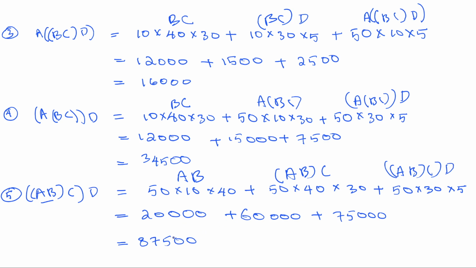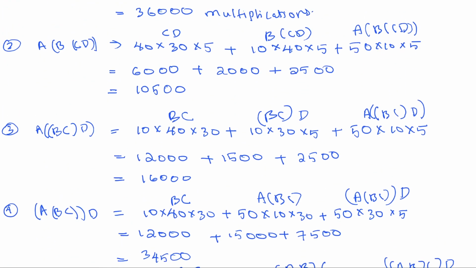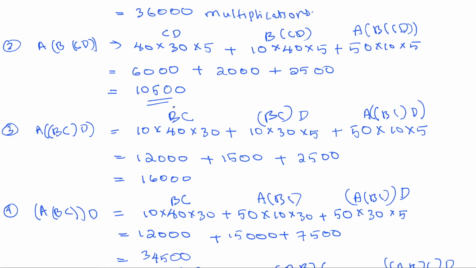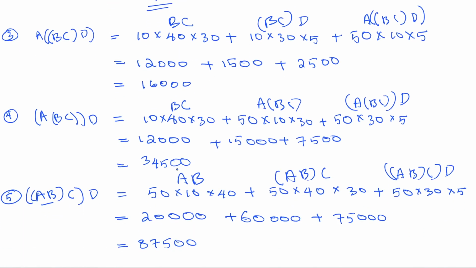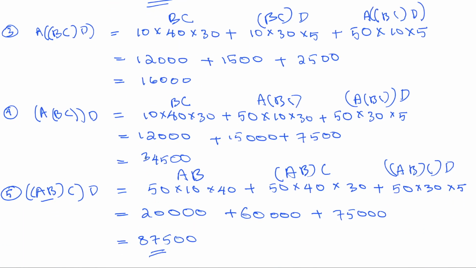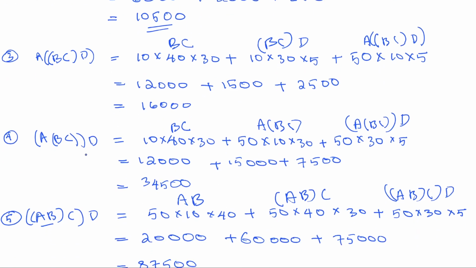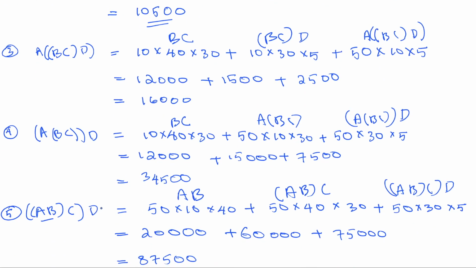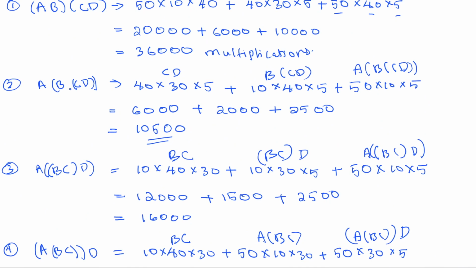So you can see that the number of multiplications varies drastically when you change the order of parentheses. The smallest one we have is this one, that is 10,500 multiplications, and the largest one is this one, that is 87,500 multiplications. So the order that we choose will definitely change the number of computations required for a computer. Now our aim is to come up with an algorithm where if you give the matrices along with the dimensions, it will give us the proper order so that the number of multiplications required to find the product of matrices will be as minimum as possible.